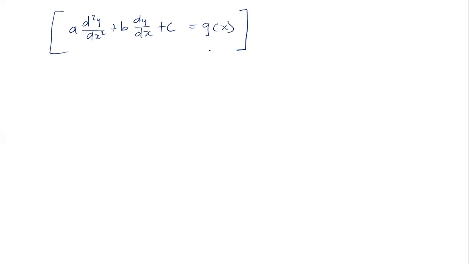To determine whether this second-order differential equation is homogeneous or non-homogeneous, we look at what we call the forcing function. The forcing function is the function on the right-hand side of the equation. When the forcing function is equal to 0, we are talking about a homogeneous second-order differential equation.